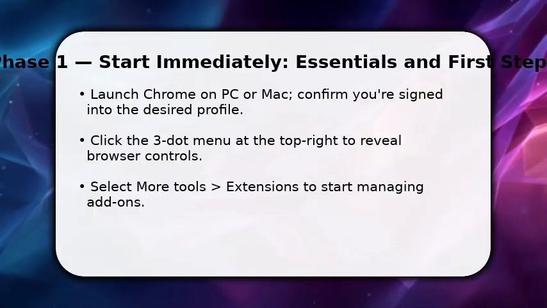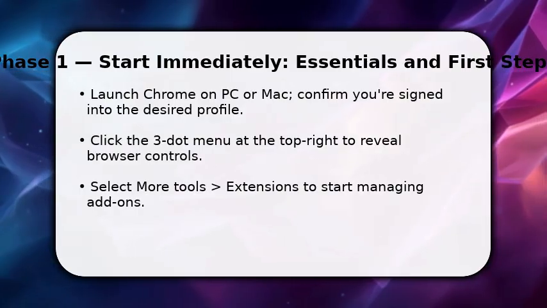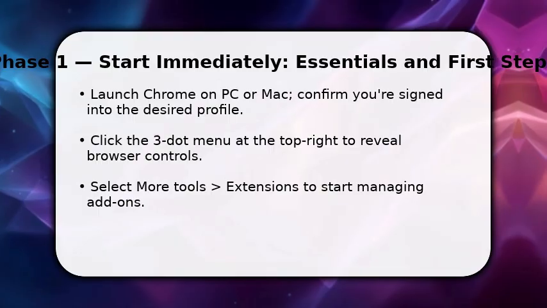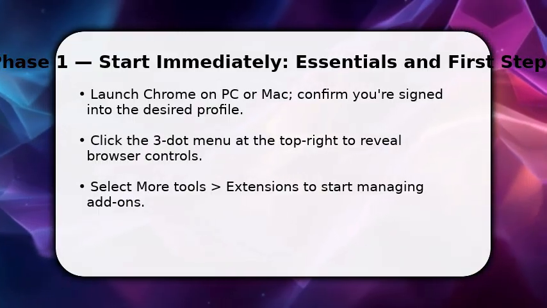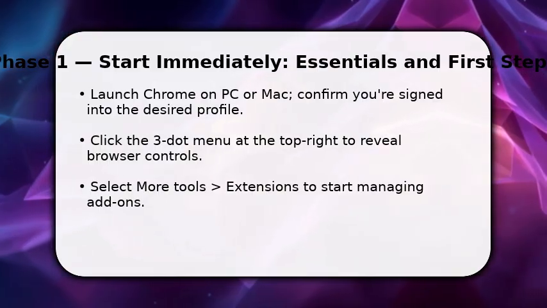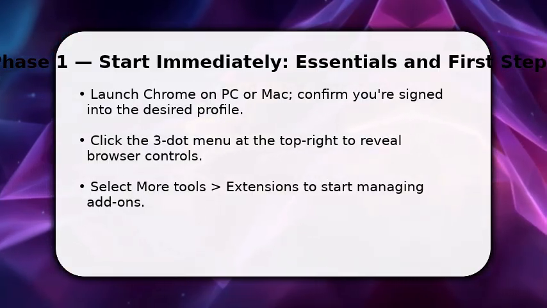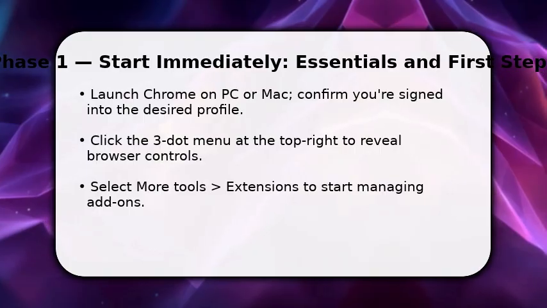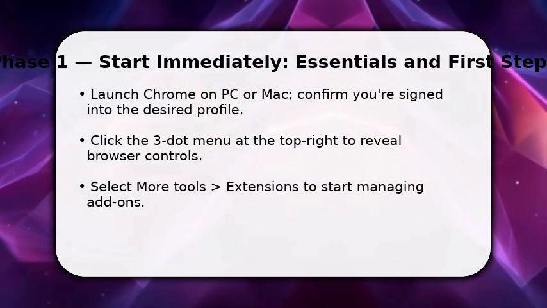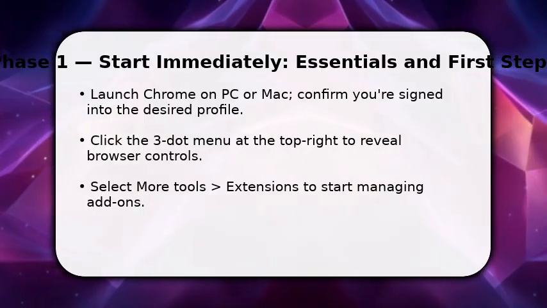You start in Chrome. Open it and make sure you are in the profile where you want extensions. Click the three-dot menu at the top right. This reveals browser controls. Once the menu is open, choose More Tools, then Extensions. That action takes you directly to the Extensions page. Doing this now avoids searching settings. It puts you where you can view, enable, or remove extensions immediately.